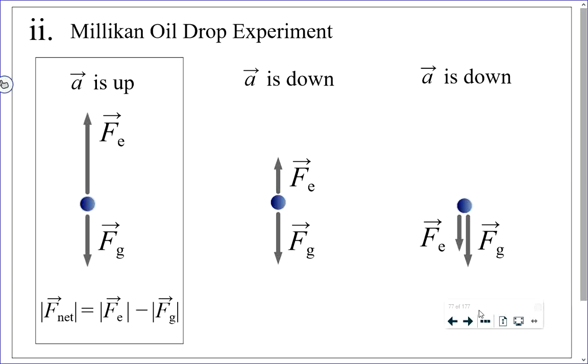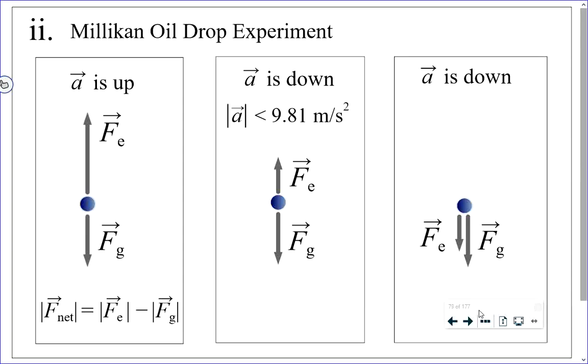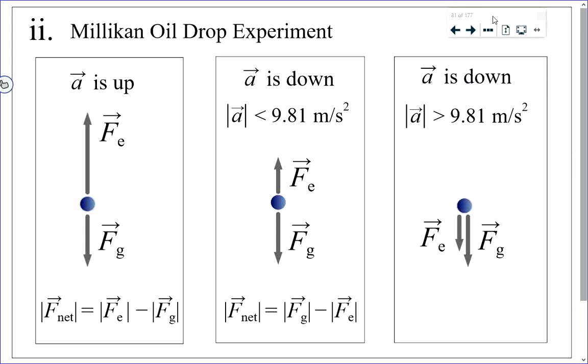You can recognize which is which by looking in the question at the magnitude of the acceleration. If you're told the drop accelerates down at 3 meters per second squared, well, that's less than it would be accelerating down due to gravity, so electrical forces must be taking something away from the influence of gravity. Whereas if I tell you it's accelerating down at 15 meters per second squared, that means that both forces have to be down because 15 meters per second squared is more than gravity would supply, which is 9.81. In the middle situation on the screen, the net force can be equated to the magnitude of the force of gravity minus the magnitude of the electric force.